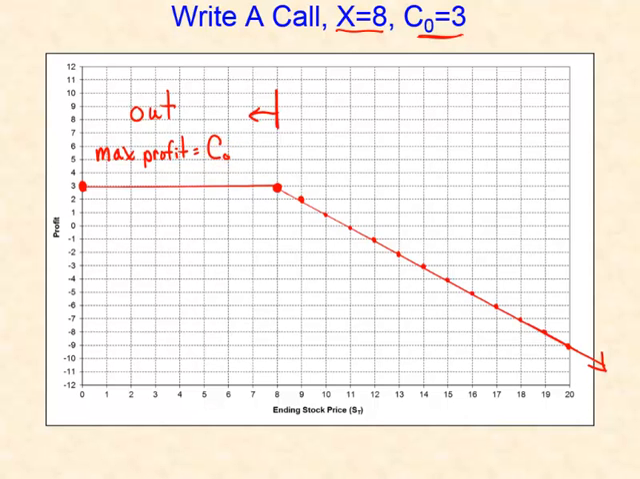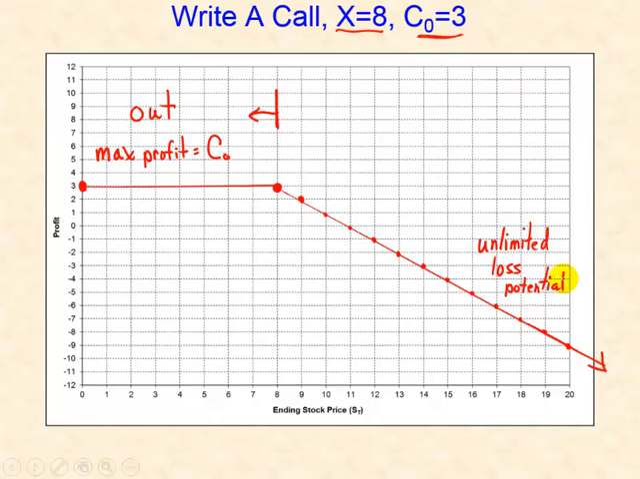On the other hand, if the stock price rises substantially, down on the bottom right-hand corner of our chart, you can see that we have an unlimited loss potential. So writing call options is very risky. You could lose an infinite amount of money, at least in theory. In practice, the broker will force you to put up margin, and if not, will close out your position.